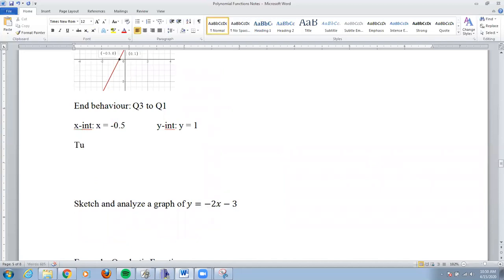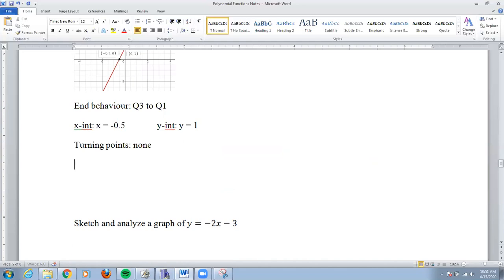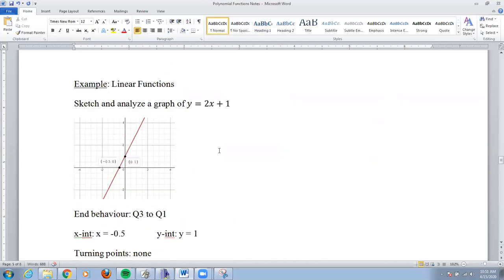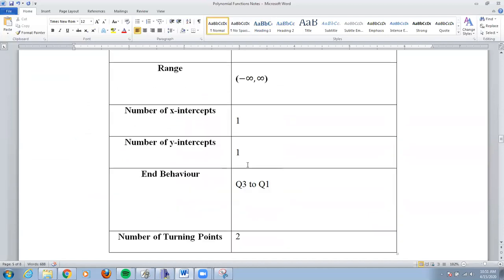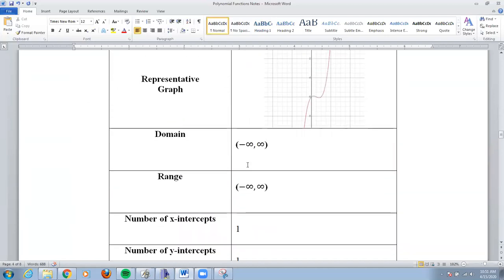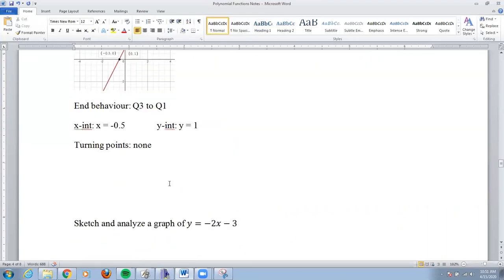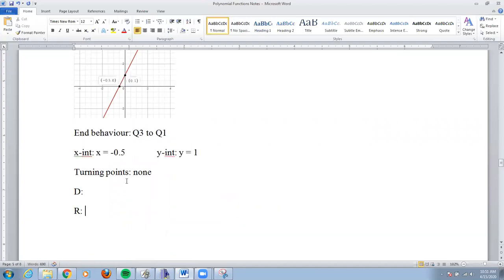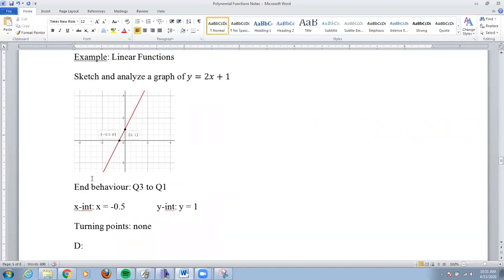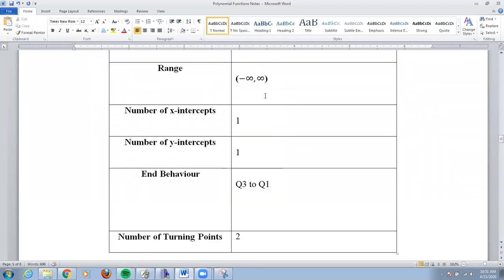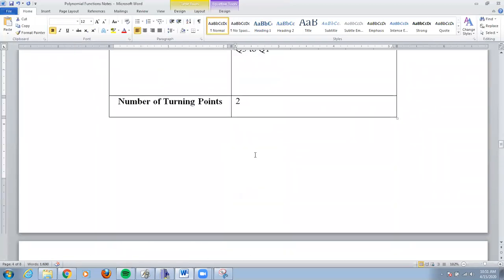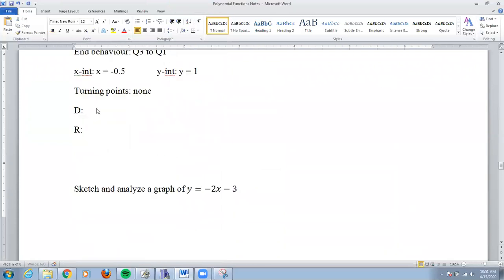It has turning points, none for linear. And what else should we analyze? The domain and the range. So D for the domain, R for the range. So the domain here, no context, is negative to positive infinity. So I'm going to go back and copy that. And the range would be the same.